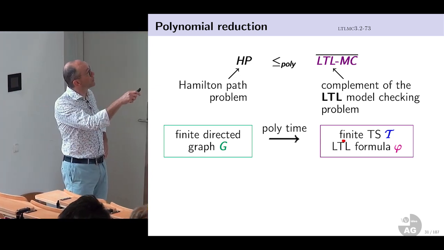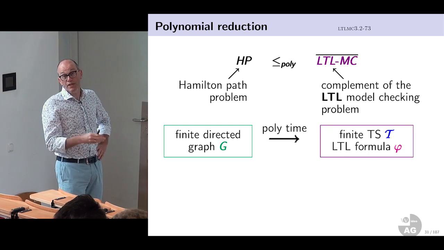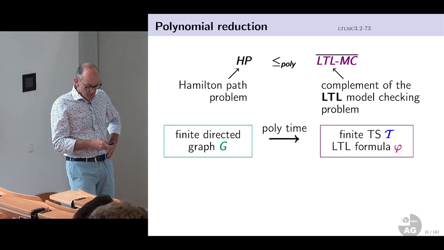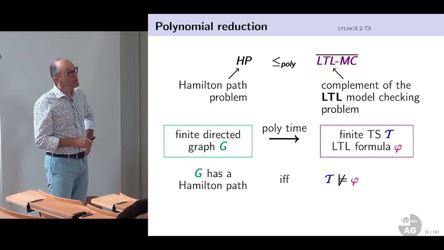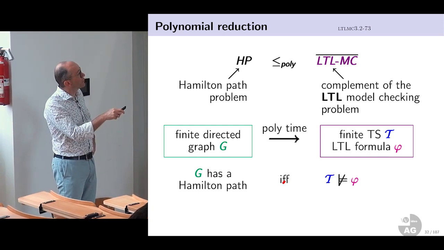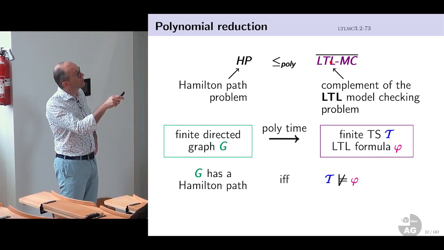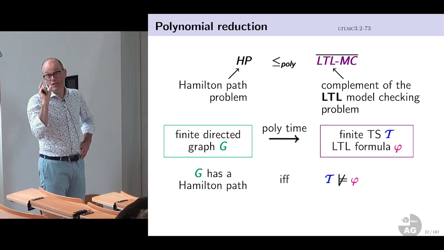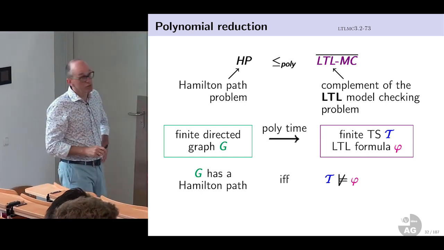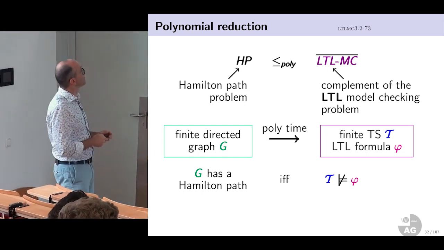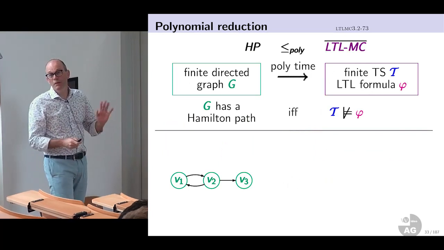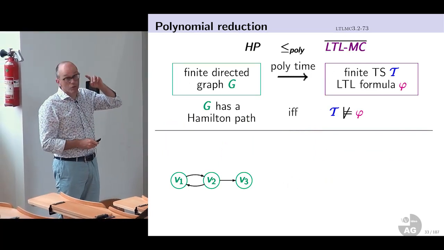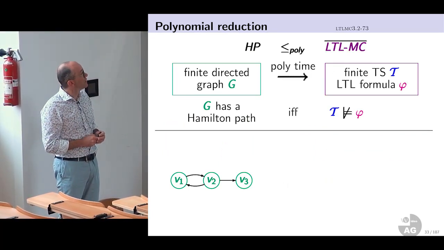On the right-hand side, we're going to build a transition system as well as an LTL formula. And then the correctness criterion will be: G has a Hamilton path if and only if this problem has a solution, which means the transition system refutes the formula. Remember, we look at the negation. This becomes also important when we are going to construct phi. Good. So I do this by means of an example. I think the formal definition is then pretty easy to understand.